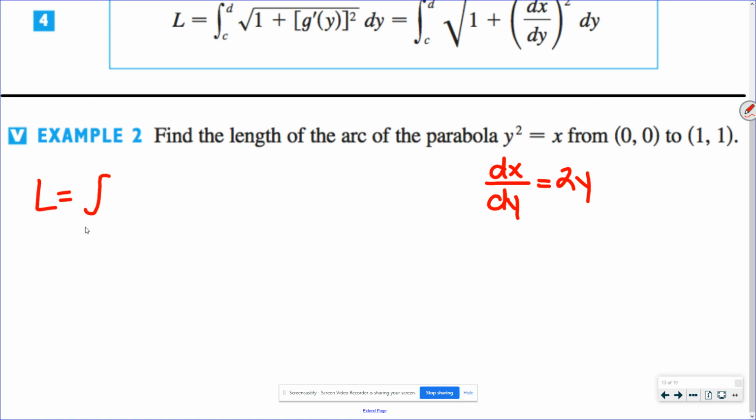It says we're going from 0, 0 to 1, 1. I would use 0 and 1 in my integral because those are the y values from point to point. And then arc length formula gets plugged in. So 1 plus your derivative squared with dy on the outside, since everything is now in terms of y.